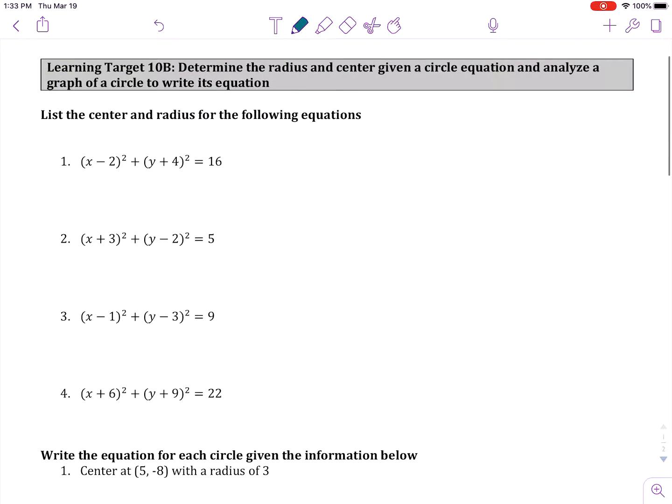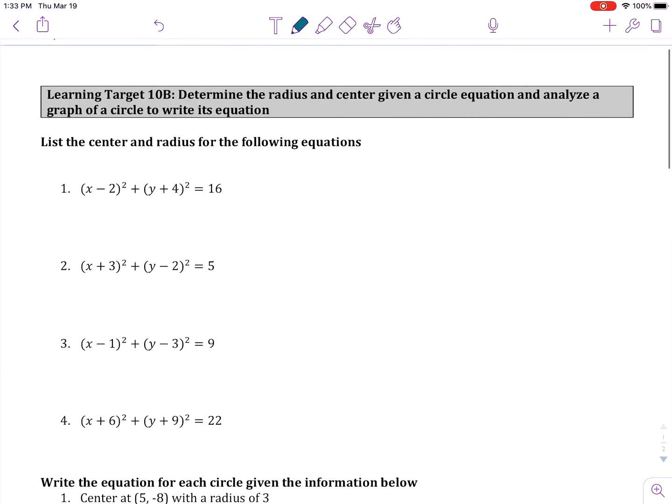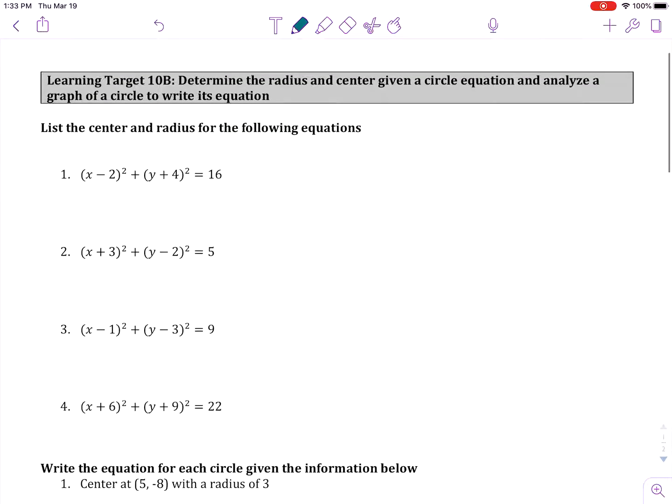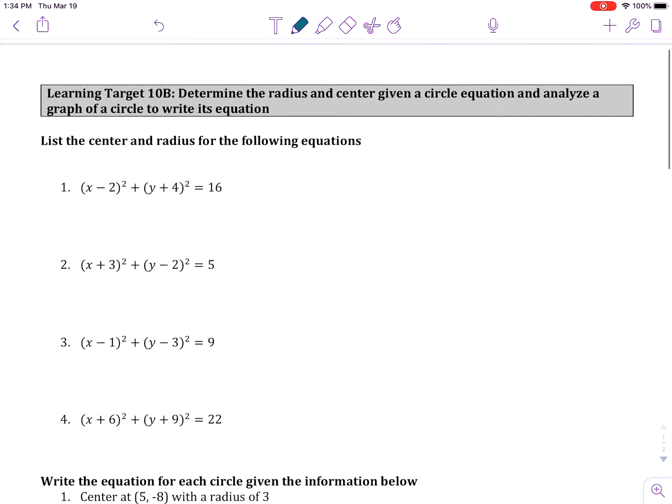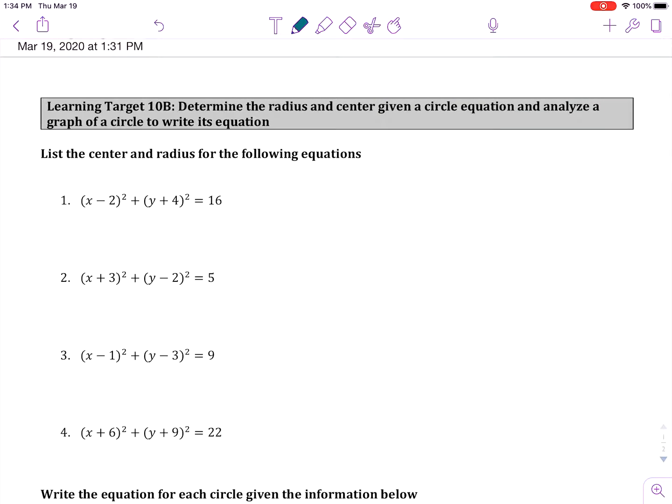Alright, hello Math 2. I am going to review Learning Target 10B with you, where it says to determine the radius and center of a circle and analyze a graph of a circle to write its equation. Before we start, I want to review the equation of a circle. And this is going to be in graphing form.